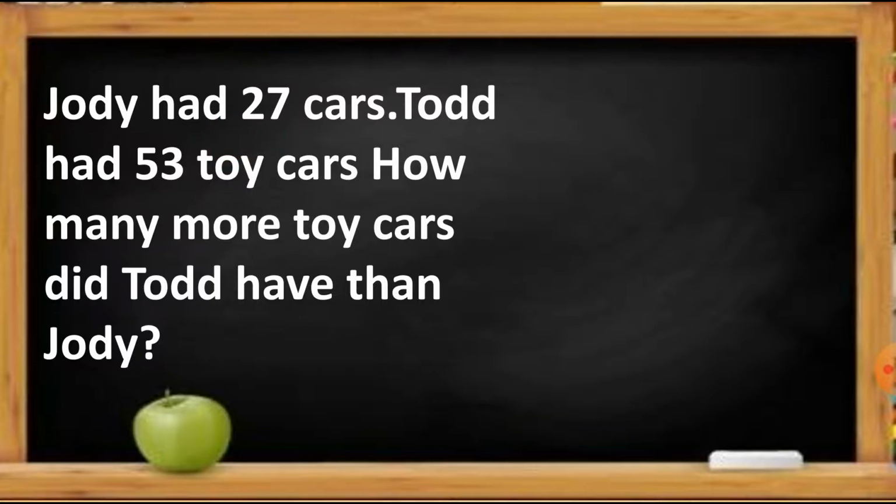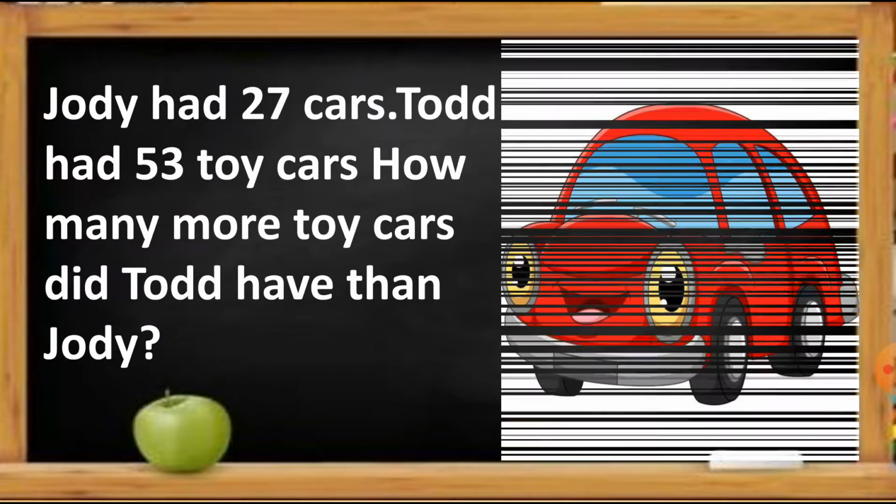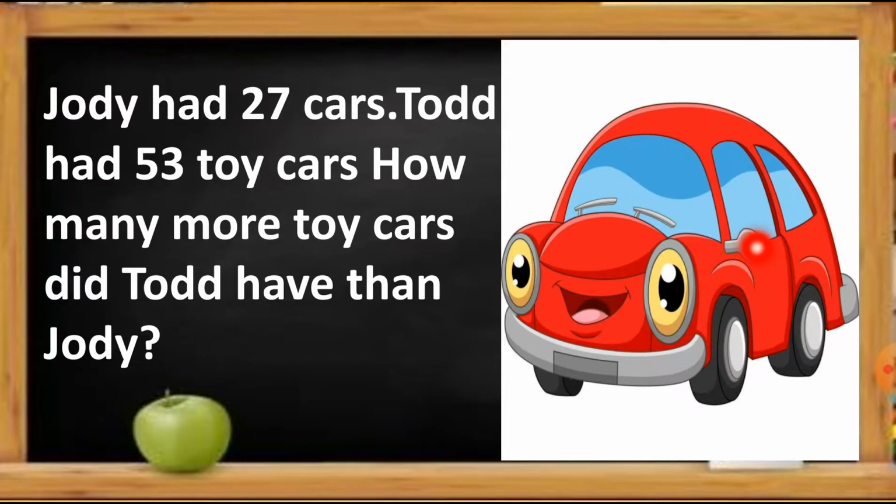But before this, do you want to see how the toy car looks? So see students, here is the toy car. This is the toy car. You can see this. Do you like this toy car? In the same way, Jody had this type of 27 toy cars and Todd has 53 toy cars. So we have to find how many more toy cars Todd has than Jody.